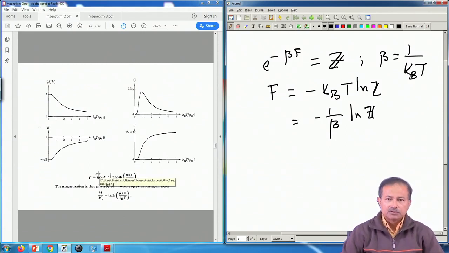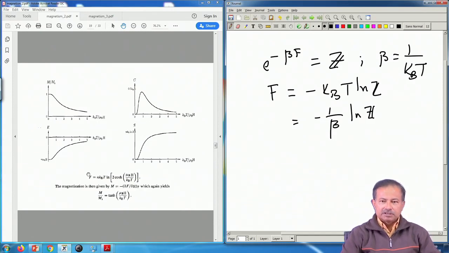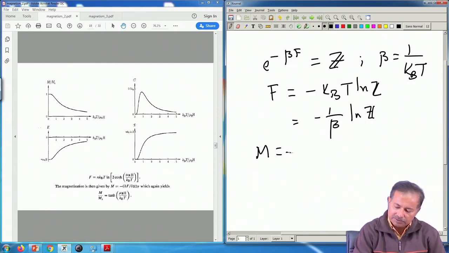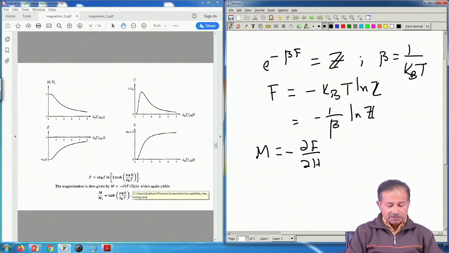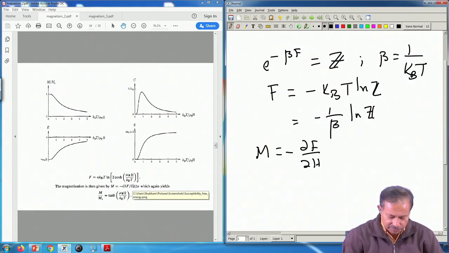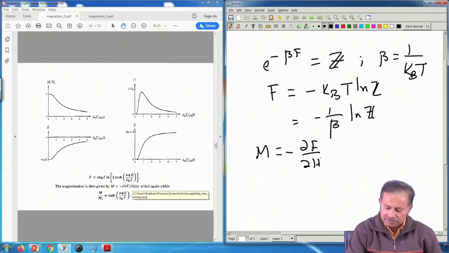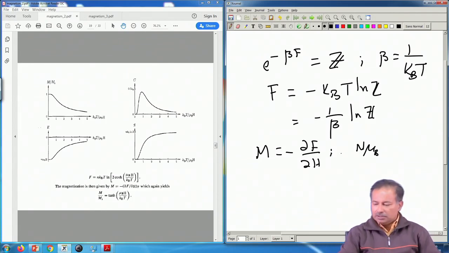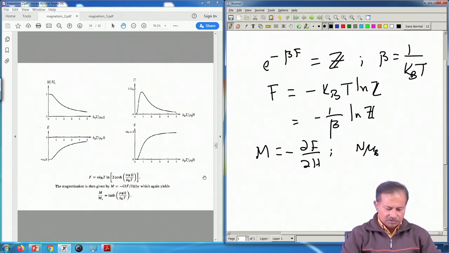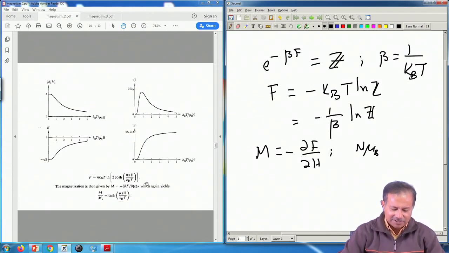Now, you can calculate the magnetization, which is basically one derivative with a minus sign. So, that relation, minus del F del H, is used to calculate the magnetization, which again gives you back M by M_s. See, M_s is basically all spins giving you mu_B times the total number. So, that is the same formula we obtained. We had to get the same formula, of course.